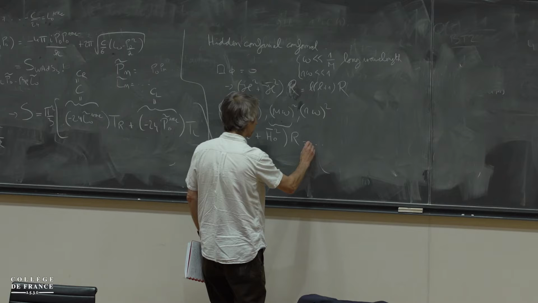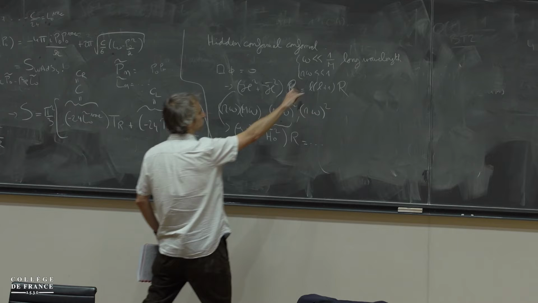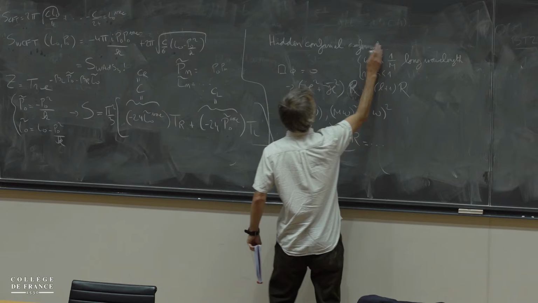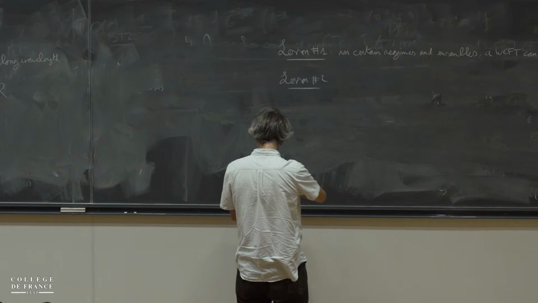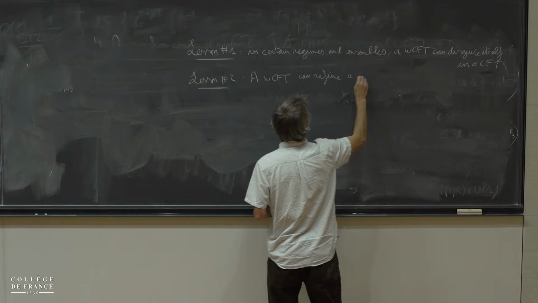So that means that if you're working in this long wavelength limit, but you allow for perturbations that are not as strict at this limit, what you find is that the hidden conformal symmetry becomes a hidden warped conformal symmetry. So lesson number two is that sometimes a warped CFT can refine a CFT result.